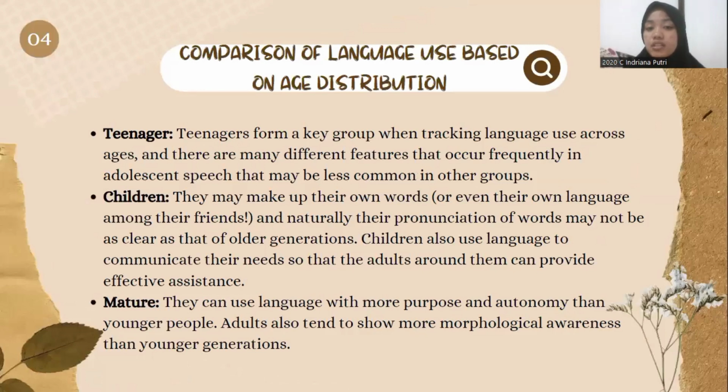Next is a comparison of language use based on age distribution. The first is teenagers. Teenagers form a cohort group, and when tracking language use across age, there are many different features that occur frequently in adolescent speech that may be less common in other groups.